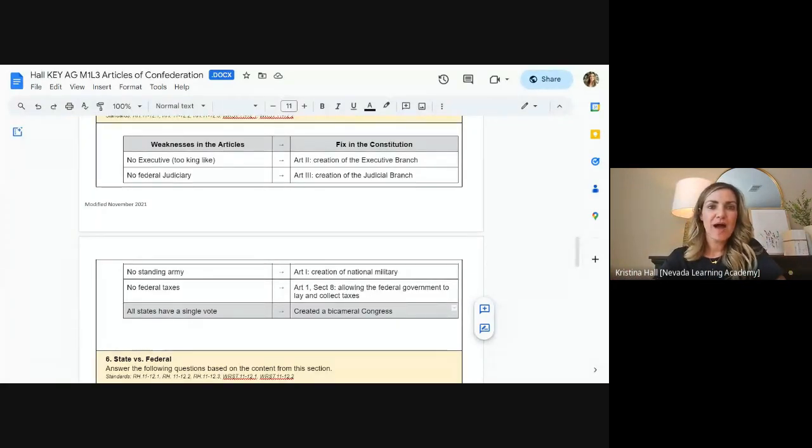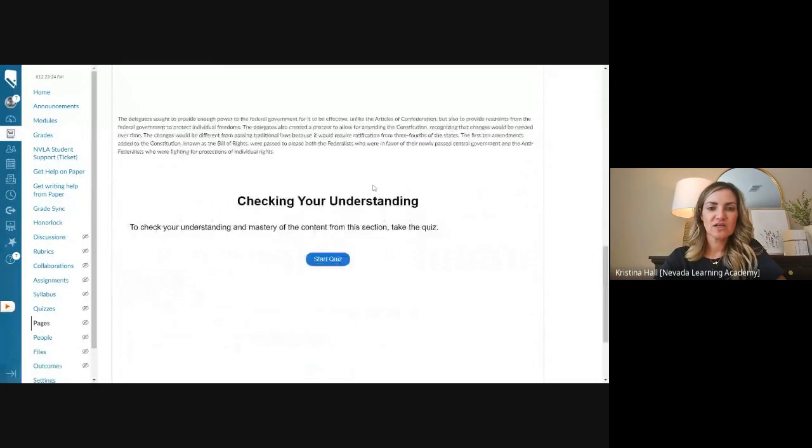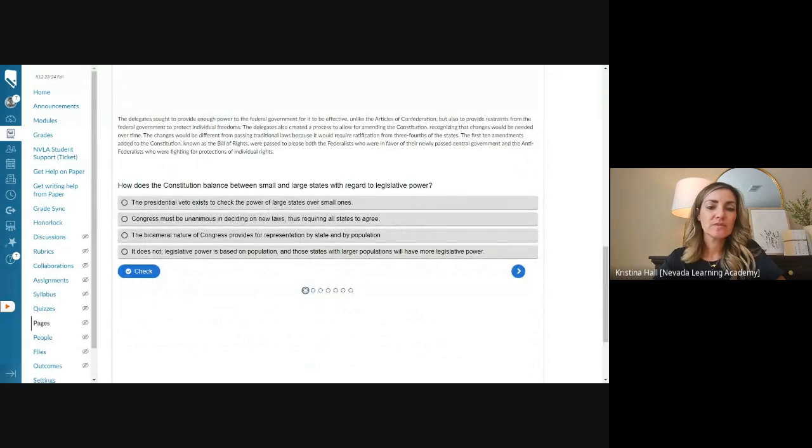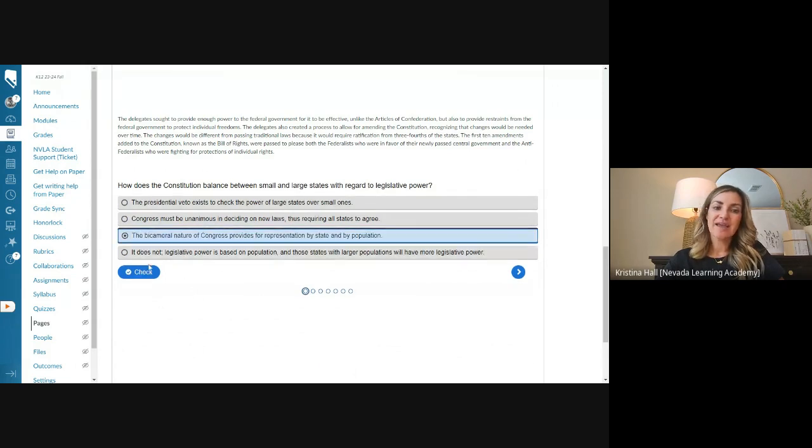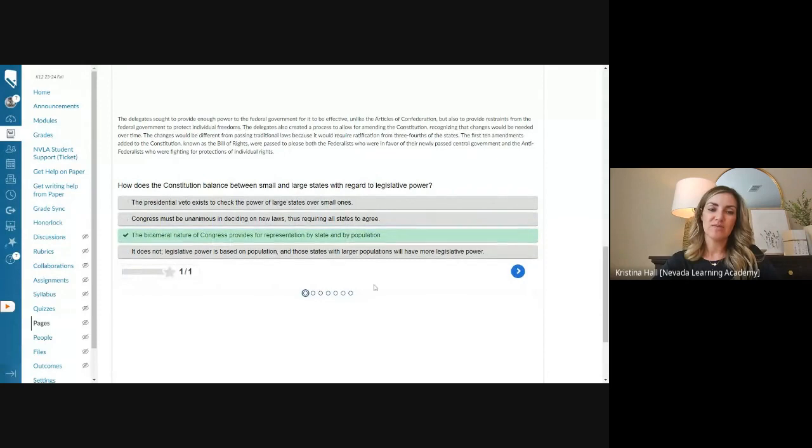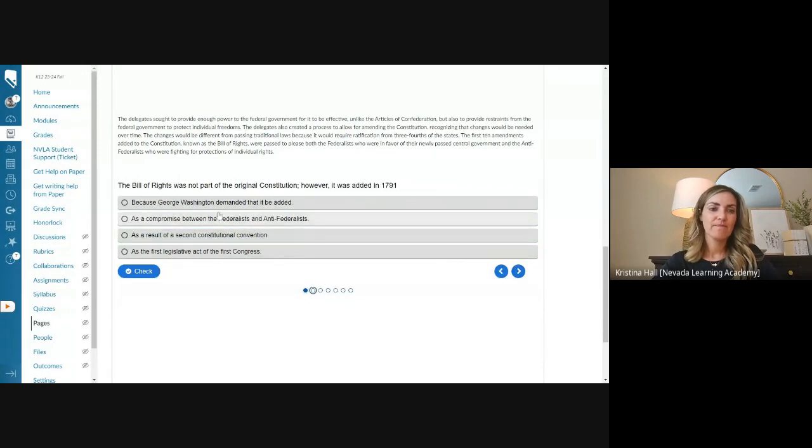All right, let's go back over and do the checking for understanding. There's quite a few questions on this one. How does the Constitution balance between small and large states with regards to legislative power? All right, so they did a bicameral nature of Congress, right? So they created 2, one that was based on size and one that was based on everyone getting the same representation.